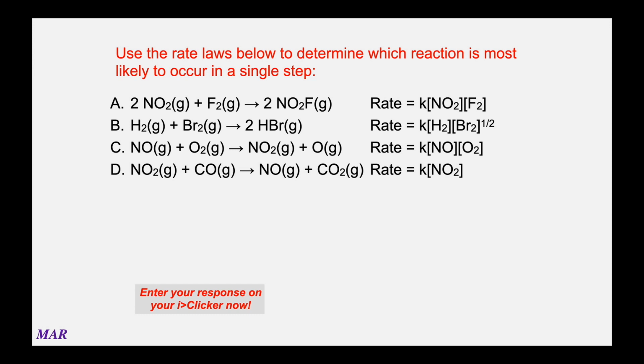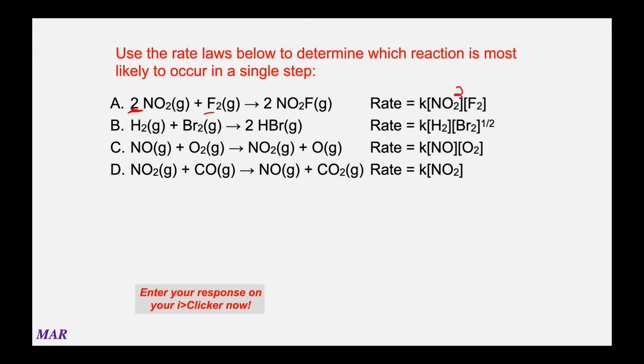So on this problem, if it's a single step, all of the reactants will be reflected in the right ratios in the rate law. What I mean by this, answer A. In the reactant side, we have 2 NO2s and 1 F2. If this was a single step, you would have rate equals k, you'd have an NO2 and an F2, but you'd have a 2 for the NO2, and we only have a 1 for the NO2.